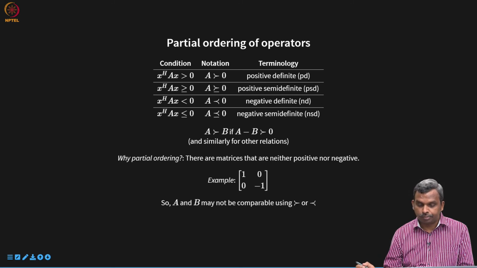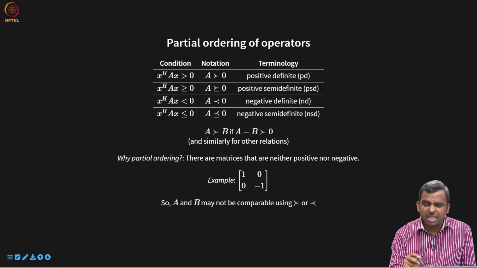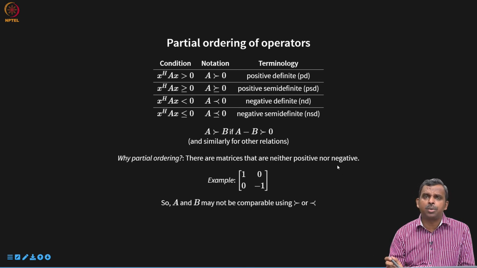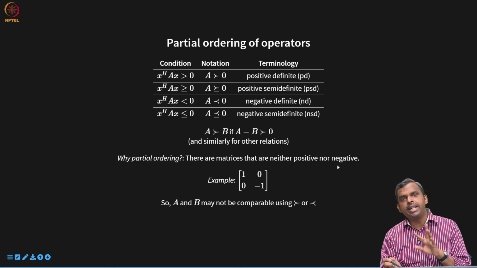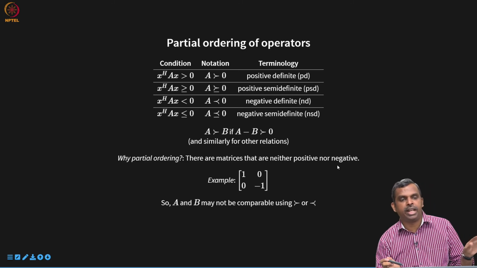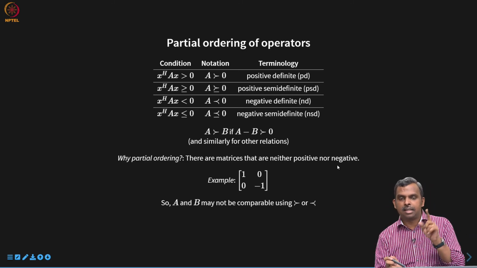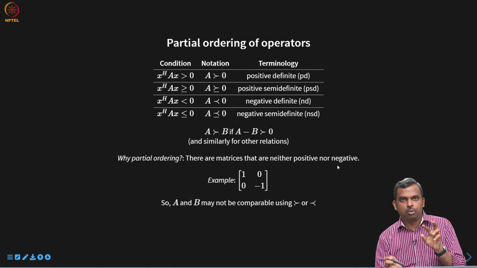Okay. So why do I say partial ordering? Why is it not complete? What's the difference between complete ordering and partial ordering? If you say a complete order, then any two things should be comparable with respect to that order. For instance, if you take real numbers, this greater than sign is a complete ordering, because any two real numbers are either greater than each other or less than each other. So there's no question of not being comparable.